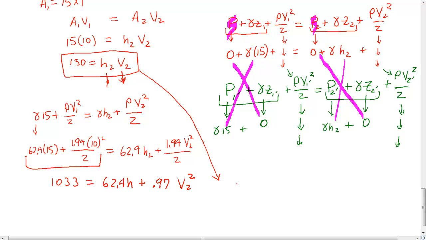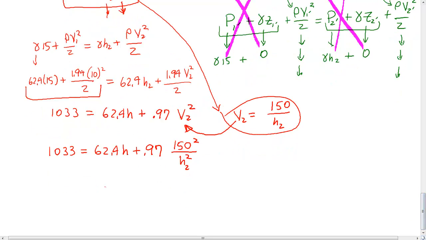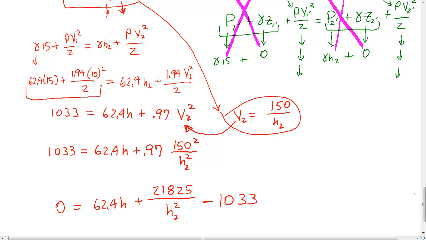Now I know this is the case. I know I could take V2 and slip it in there, 150 over H2 from this. So I just take the H and move it underneath here, and I get that. I'm going to just stick it right in there. So I'm going to do 1033 equal to 62.4 times H plus 0.97 times 150 squared over H2 squared. That times 150 squared gives me, ooh, big number. So now I'm getting 21825 over H2 squared, and that plus 62.4H. I'm going to do this, 0 equal to, and I'm going to move that to this side, 1033.